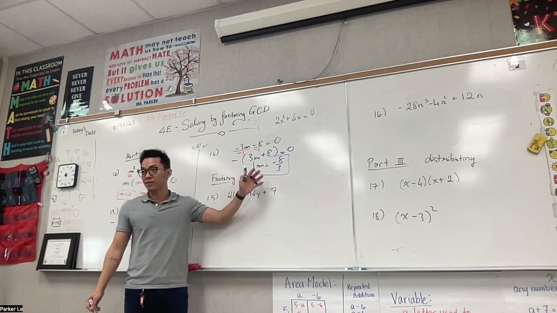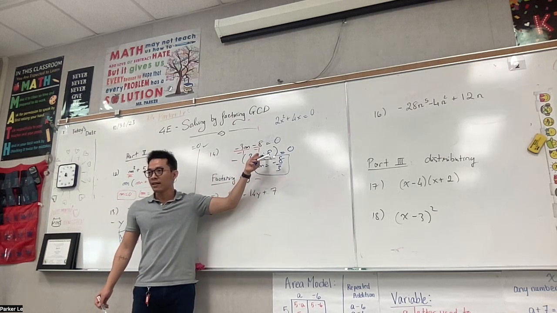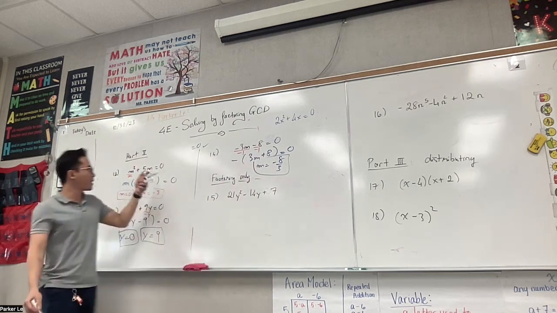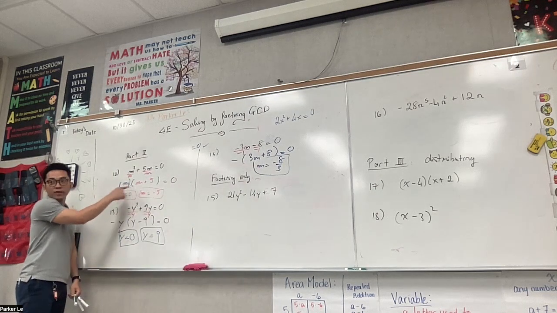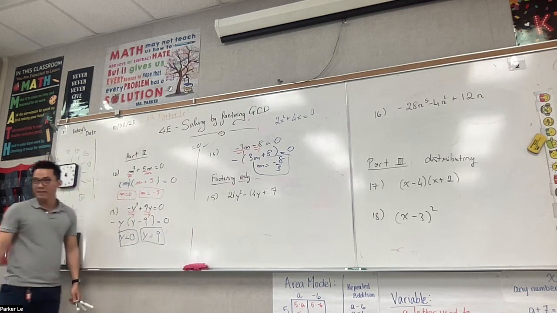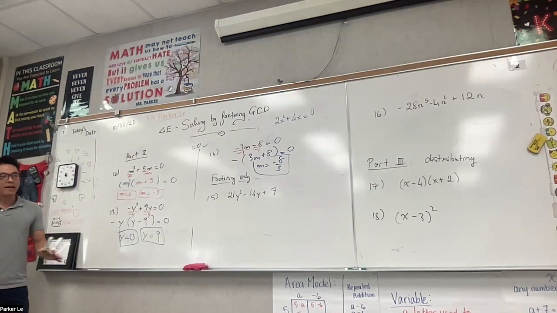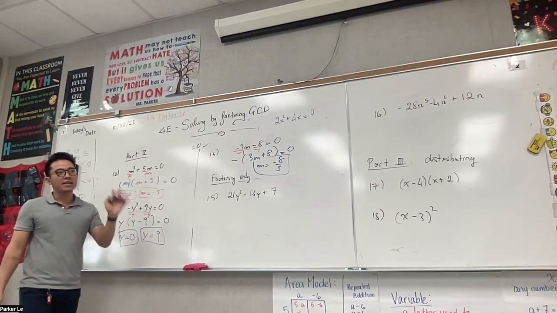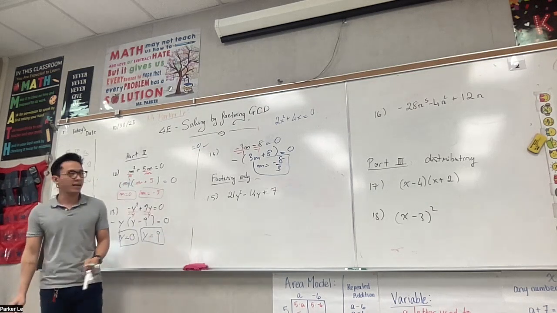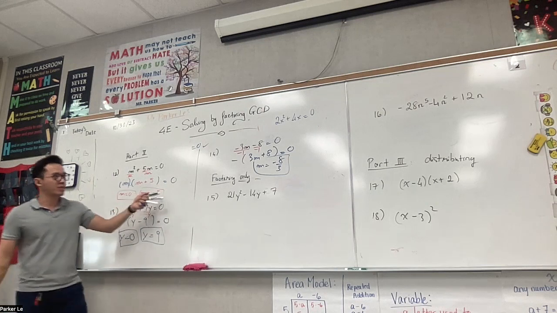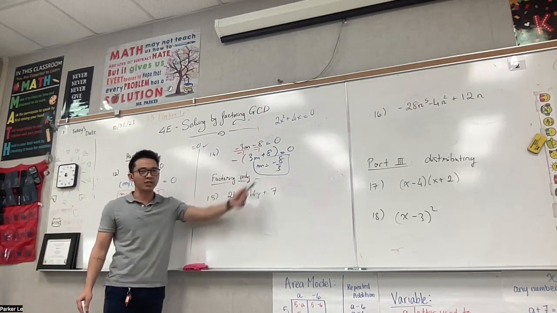Only one solution because only one parenthesis. The number of solutions depends on how many parentheses you have, because you have two factors. Let me say it again: it's not parentheses. Depending on how many factors you have, that means how many solutions you have. There are two factors right here, you have two solutions. One factor right here, you have one solution.